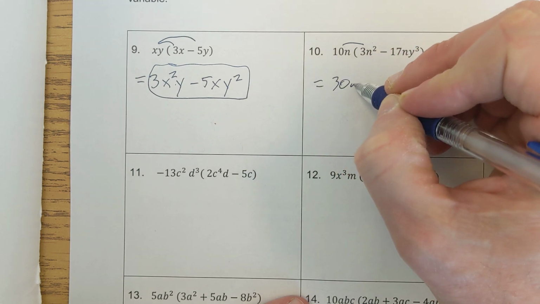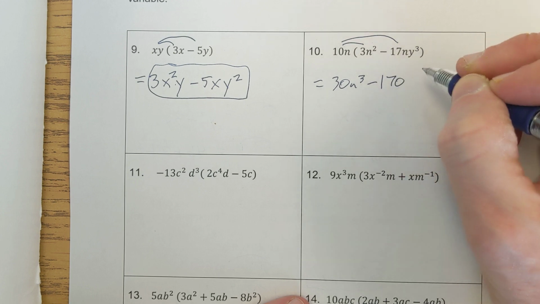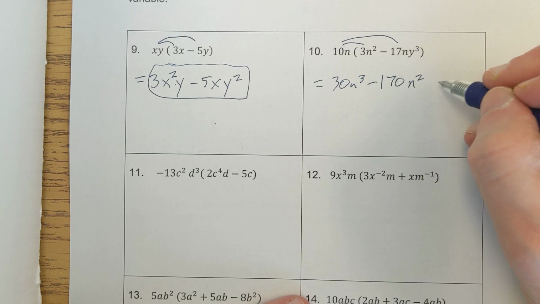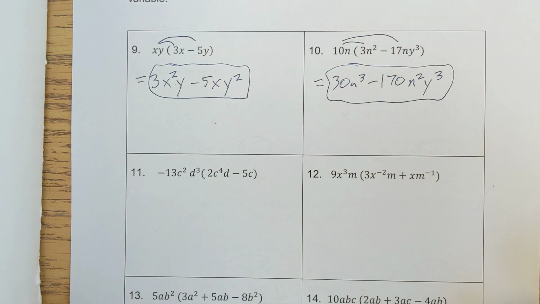All right, number 10, distributive property. We get 30 n to the 3rd, and we get minus 170. Now this time we got n and n, so n squared. And then there's no other y, so it stays y to the 3rd. That's all we get for number 10. So pause that one if you need to catch up.